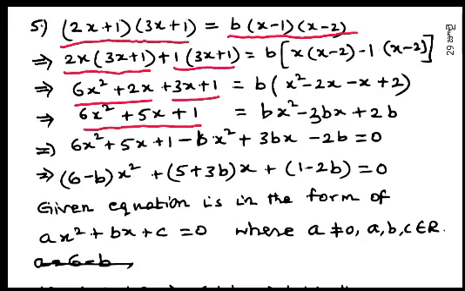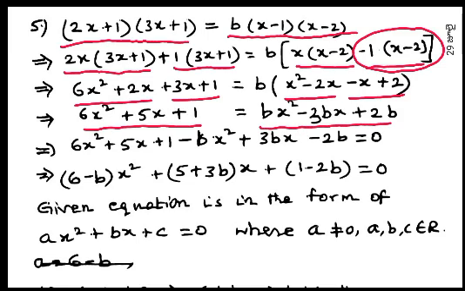Now, we consider the right hand side. (x - 1) multiplied by (x - 2) can be written as x multiplied by (x - 2) minus 1 multiplied by (x - 2). So again x multiplied by (x - 2) can be written as x² - 2x. Minus 1 multiplied by (x - 2) can be written as -x + 2. Multiplying by b, we get this.